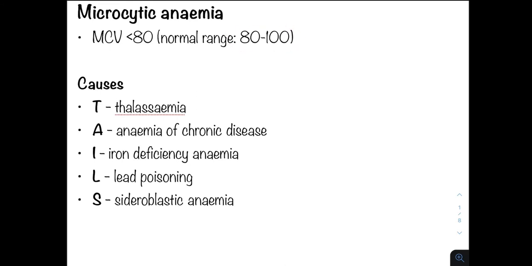Now, you may or may not be familiar with the mnemonic TAILS, which list the causes of microcytic anemia, and we shall discuss these individually and in detail during this episode. So these are thalassemia, anemia of chronic disease, iron deficiency anemia, lead poisoning, and sideroblastic anemia.